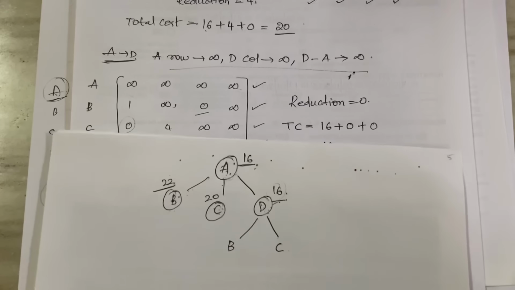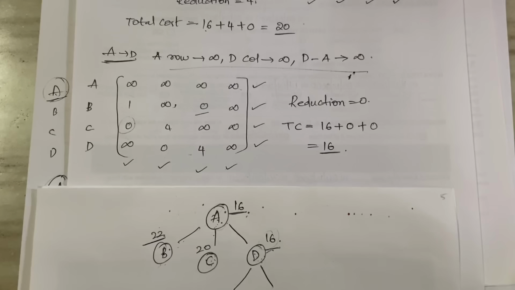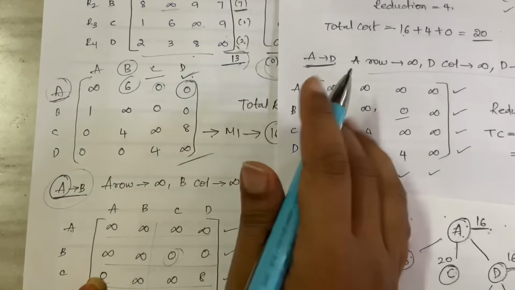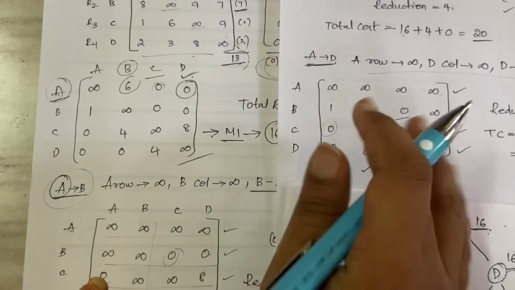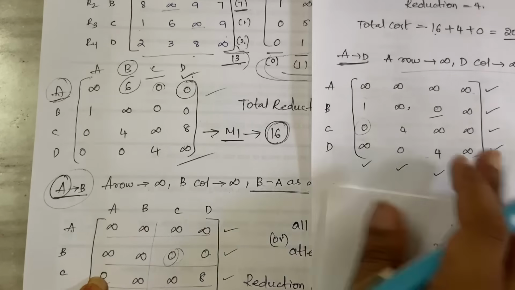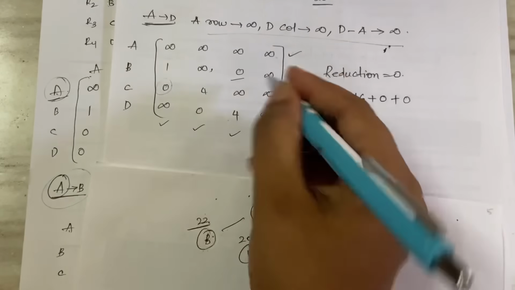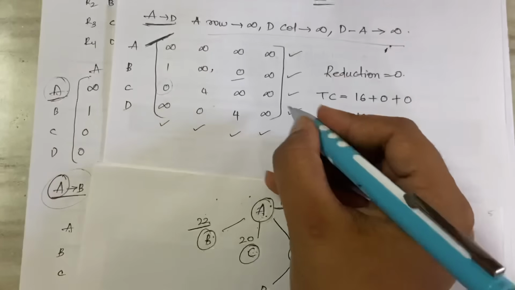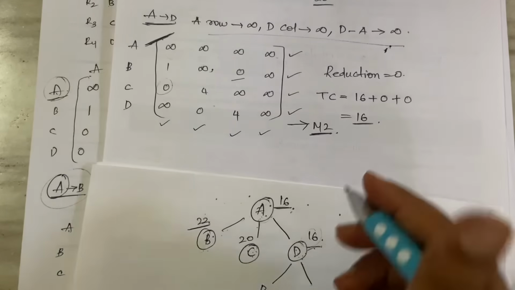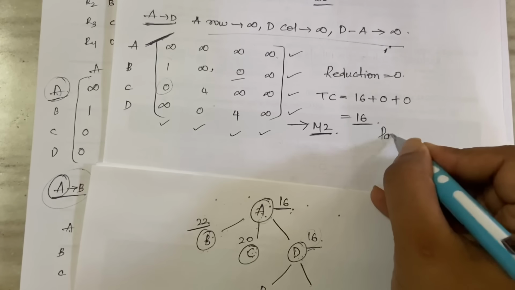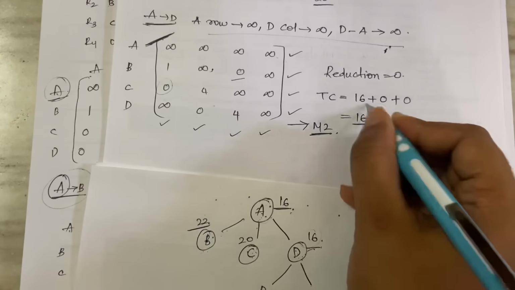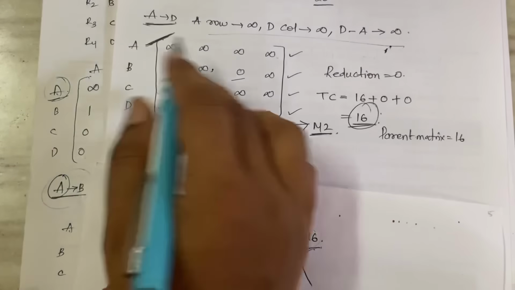Before that, what is our parent matrix? Till now we have considered M1 as our parent matrix, because there we got the cost for A. Now we have to make this path A to D matrix our parent matrix. Let us consider this as M2. What is our parent matrix cost now? The parent matrix cost is 16, because we got 16 here from A to D.